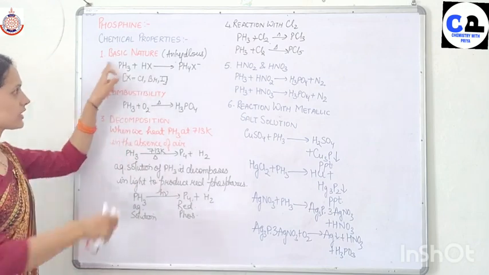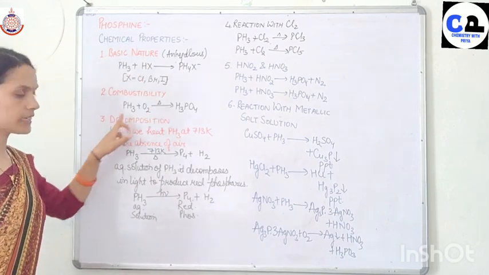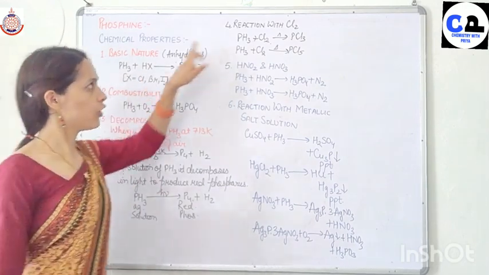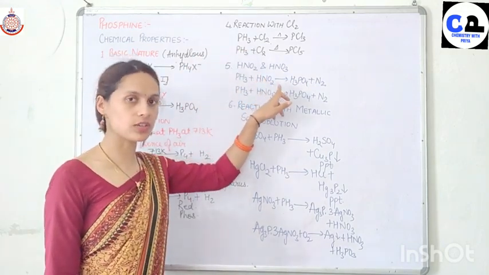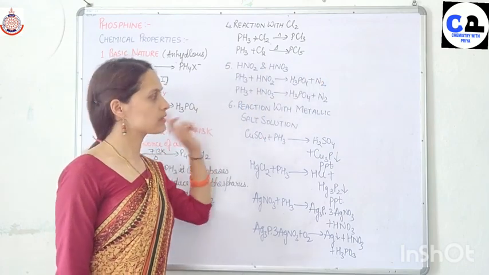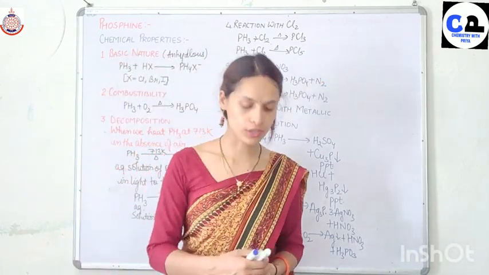These are the chemical properties of phosphine: first, basic nature; second, combustibility; third, decomposition; fourth, reaction with Cl2; fifth, reaction with HNO2 and HNO3; and sixth, the reaction with the salt solution.